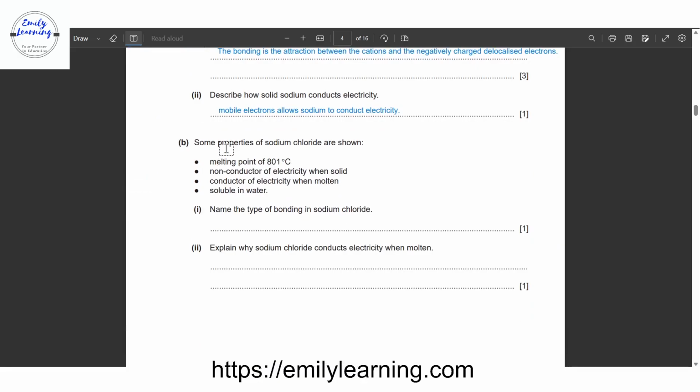Next, let's look at part B. Some properties of sodium chloride are shown. So we know that it has a high melting point, because it's 801 degrees Celsius, non-conductor of electricity when solid, conductor of electricity when molten, and soluble in water. So name the type of bonding in sodium chloride. So sodium is a metal, chlorine is a non-metal. Metal and non-metal forms ionic bonding due to the transfer of electrons from sodium to chlorine. Okay, so it is ionic bonding.